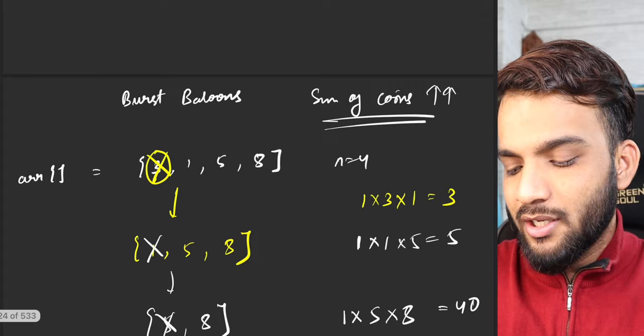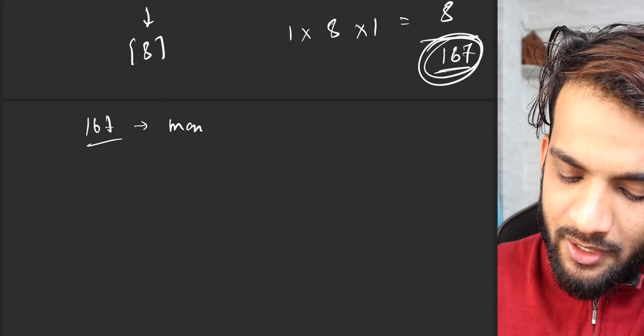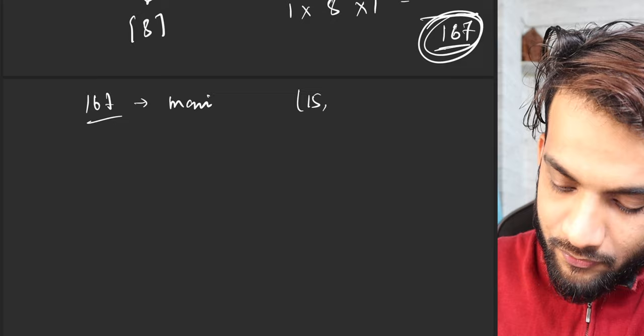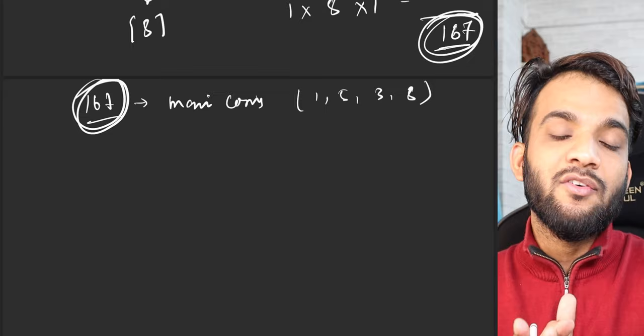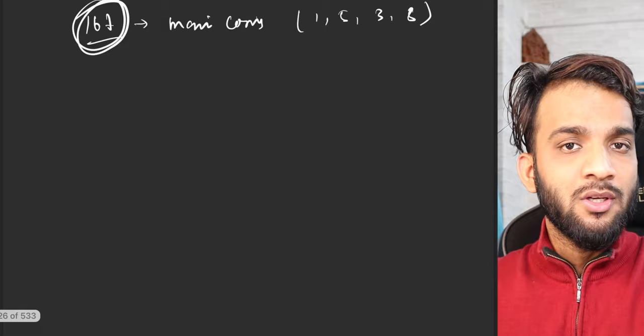So 167 is the maximum coins that you can get if you follow the order of at first 1, 5, 3, 8. If you're following 1, 5, 3, 8, the maximum coins that you'll get is 167. You can follow various other ways, but you will see that 167 is the maximum that you can obtain, right? So pretty much that is the question. So how do you solve this question, or how do you approach this question?